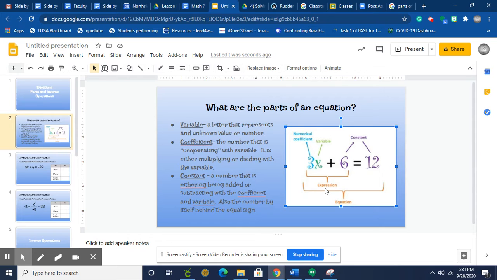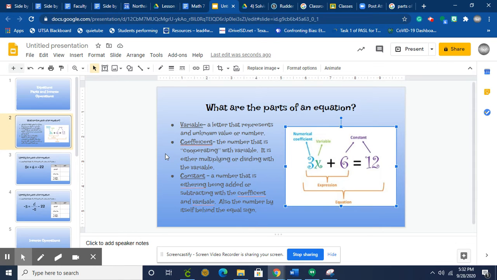The other vocabulary word we're introducing today is the coefficient. You can see here the numerical coefficient. We're just going to call it coefficient. The coefficient is the number that is going to cooperate with the variable. It's either going to be the number in front of it, or it's going to be the number below it, depending on what operation is occurring.